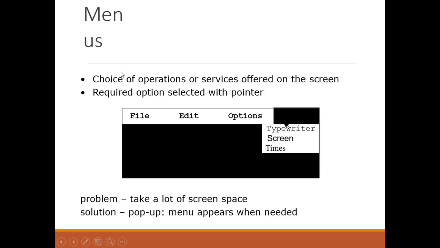Now let's see what a menu is. A choice of operations or services offered on the screen. On a screen you have many operations and many services provided, but you have to make a choice among them. Which options you need to choose, that is where a menu comes in. Required options are selected with the pointer. Like if there is an edit option, typewriter, screen time, these are the options, and you have to choose according to your convenience, according to your choice.